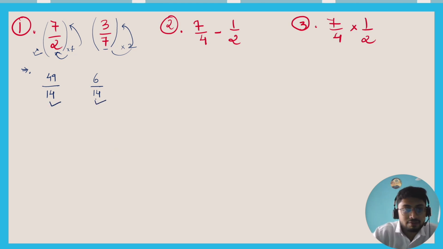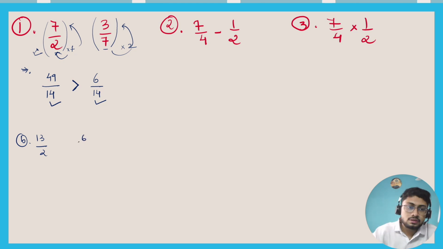How are you going to define which one is greater? Obviously, if the numerator is greater, the number is greater, and that is the easy part. We are going to learn this thing. Let me give you one more question: 13 upon 2 and 6 upon 3, which number is greater?